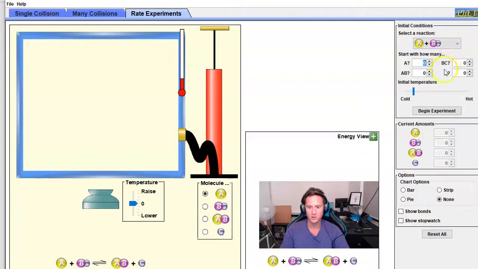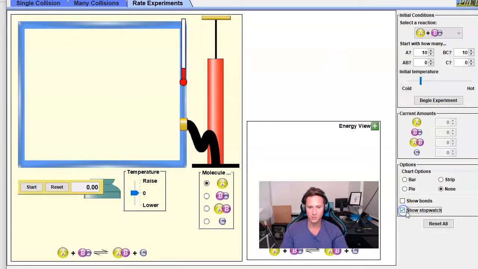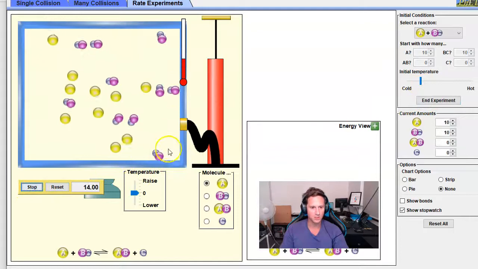So you could do, say, 10 of A and 10 of B and C, right? Now you can do whatever you want, but whatever you do, obviously keep it consistent when you're changing that temperature variable. So if I do that, there's a stopwatch down here as well. You guys can't see that, I don't think. Where's the stopwatch? Show stopwatch, cool. So that's there, and I could go begin experiment and start my stopwatch.